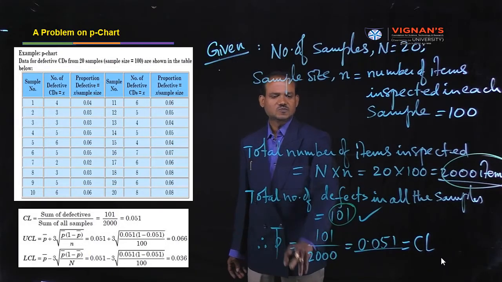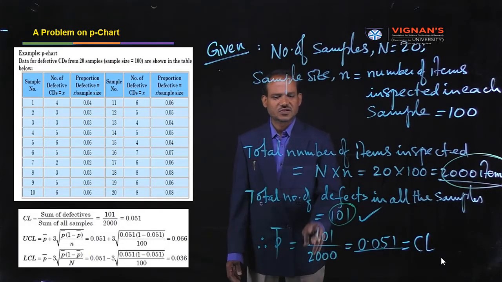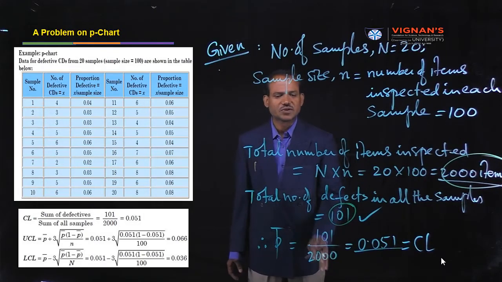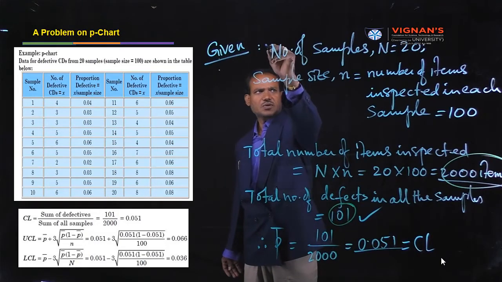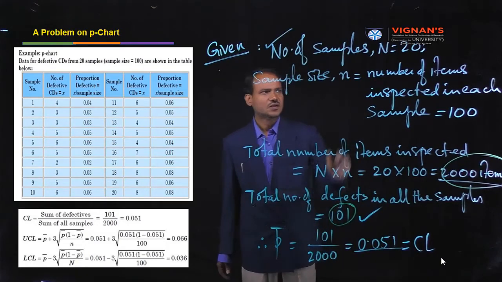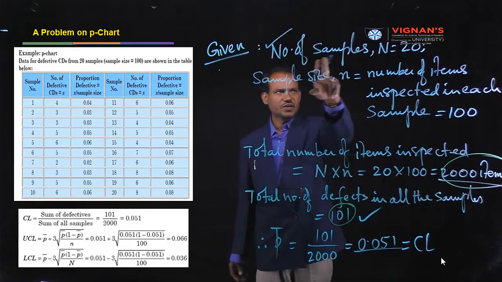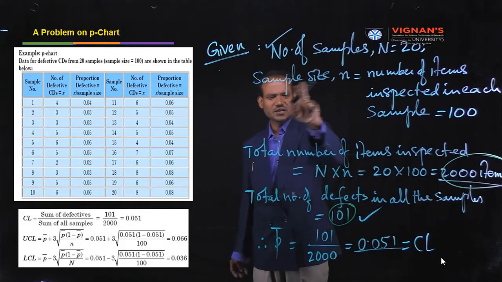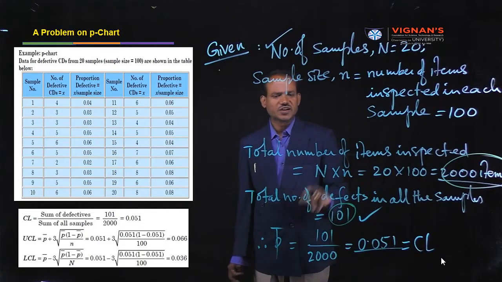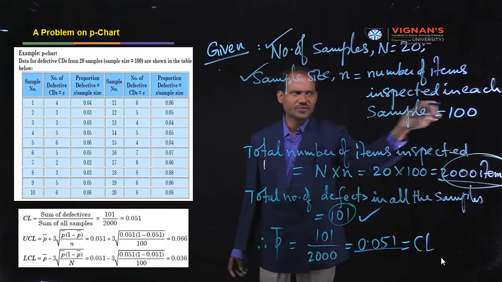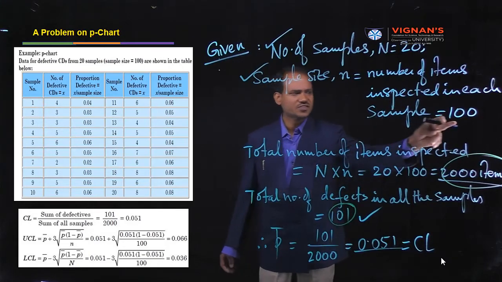P bar. We know the formula, that is, it is the ratio of total number of defects found in all the samples divided by total number of items inspected. How to calculate total number of items inspected? Number of samples, how many? Sorry, number of samples 20, not 10. Number of samples is equal to 20. In each sample, how many items are inspecting? Known as sample size. That means n is equal to number of items inspected in each sample, that is 100.